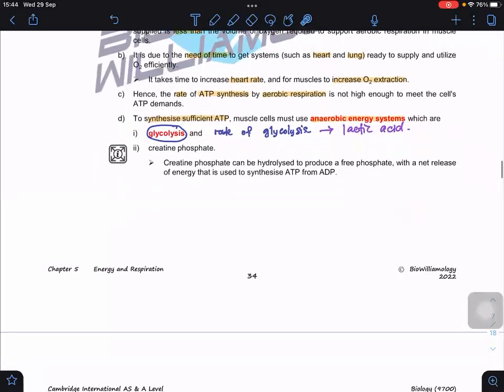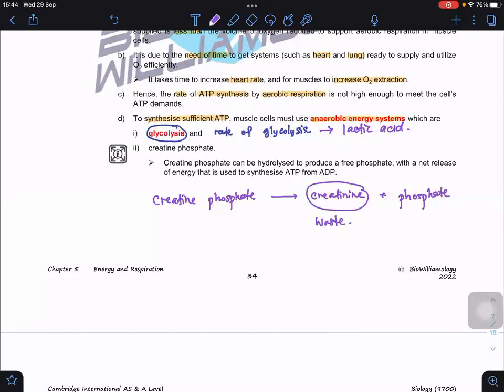Now, creatine phosphate is anaerobic. We have this structure called creatine phosphate in our body. Creatine phosphate can release a phosphate group, so it itself becomes creatinine plus phosphate. Creatinine actually is a waste product. After that, no more use. So it releases the inorganic phosphate group, and now ADP can take this inorganic phosphate group to form ATP to meet the demands.